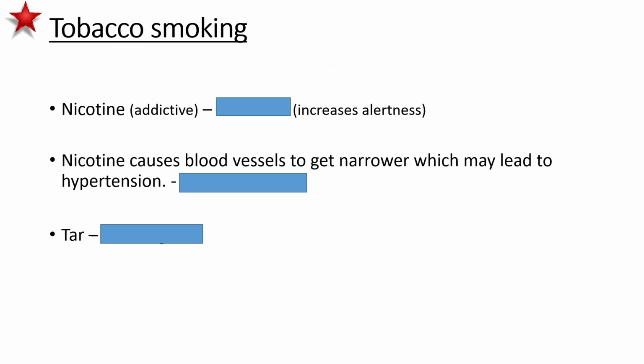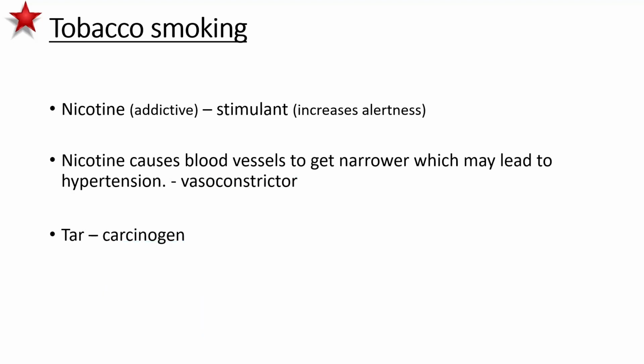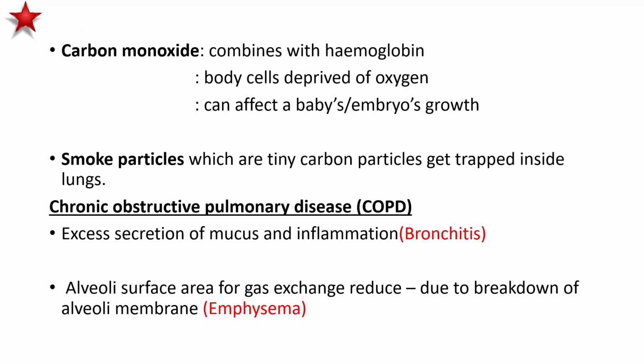One thing in tobacco smoking that really has an effect is nicotine. Why? Because it's addictive. It's like a stimulant that makes your brain's neurons work much faster and increases alertness. Nicotine also causes your blood vessels to narrow, which may lead to hypertension or vasoconstriction. And tar is basically a carcinogen. Tobacco smoke also contains carbon monoxide, CO, which combines with hemoglobin and therefore deprives your body cells of oxygen, and can really affect someone who is pregnant.